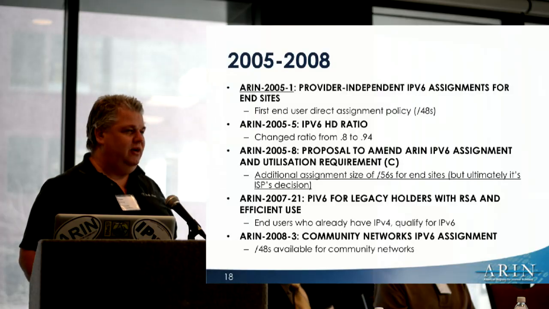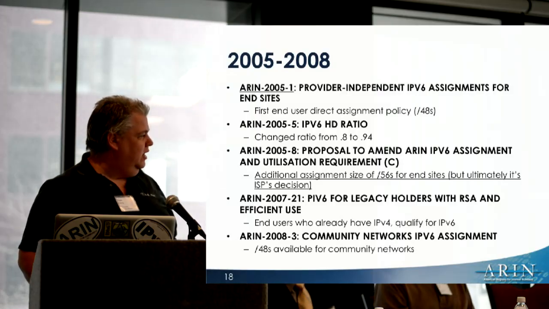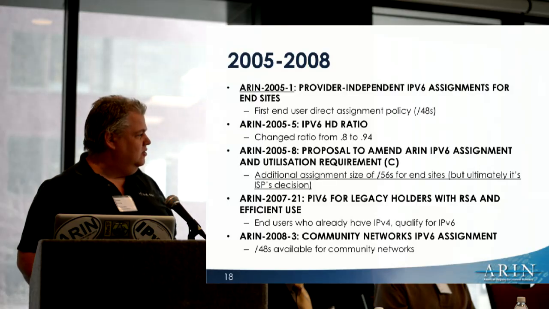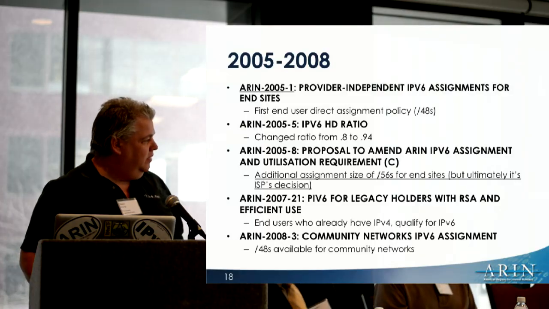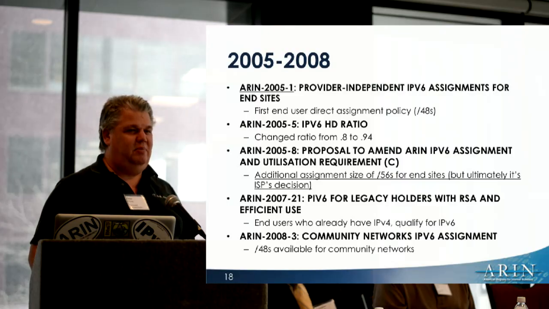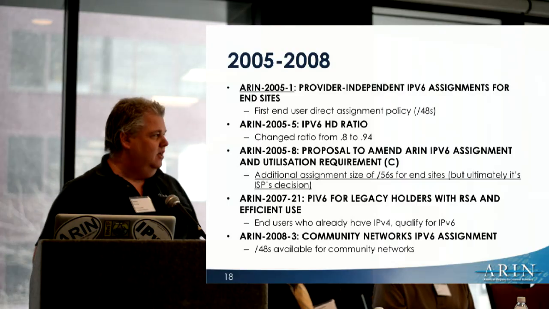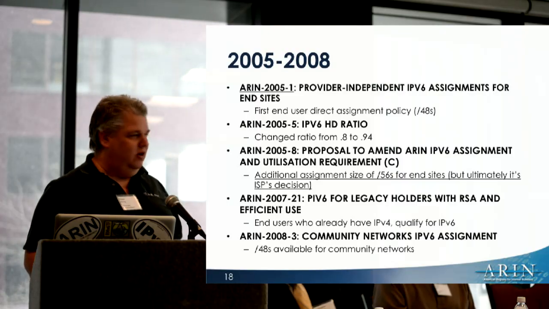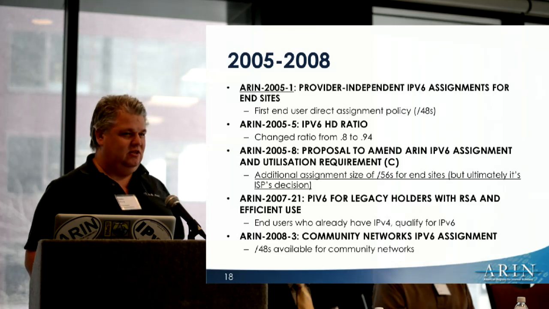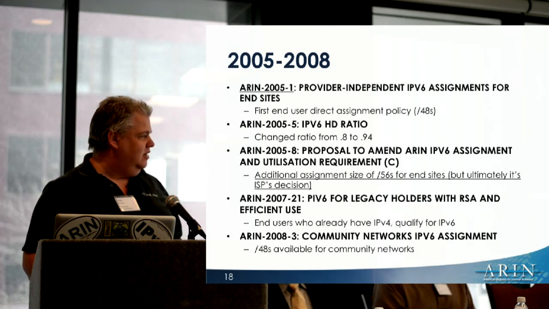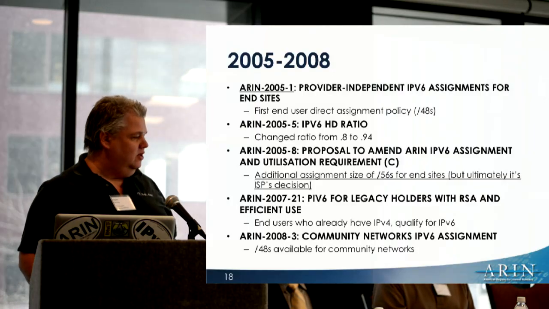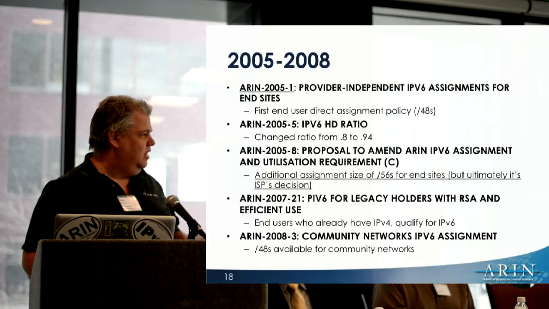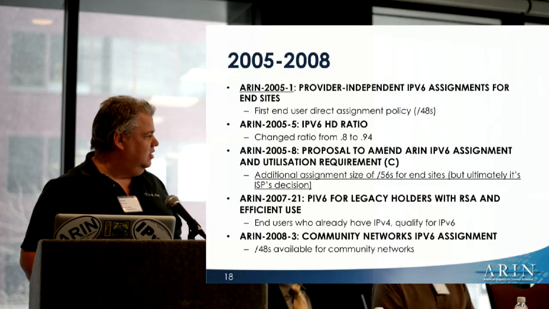2005-5 changed the HD ratio from 0.8 to 0.94. 2005-8 amended the ARIN IPv6 assignment and utilization requirement. This really was the application of a great deal of IPv4 think to IPv6, and it's kind of unfortunate, but it allowed for consideration of /56s instead of /48s as end site assignments. Having gotten to know more about IPv6 over the years, I think that one is kind of questionable, but it's on the books, so we have it.